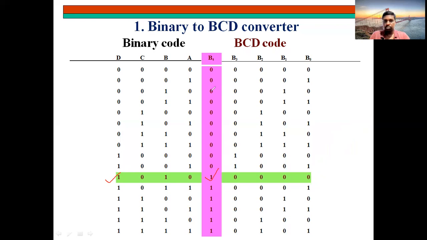Okay, now you have 16 combinations. So take 16-cell K-maps. How many will you take? For B0, one 16-cell K-map, for B1 one 16-cell K-map, for B2, for B3 and B4. Totally you need 5 16-cell K-maps, separately for each. And you know how to find the output expression. So find the output expression as usual.